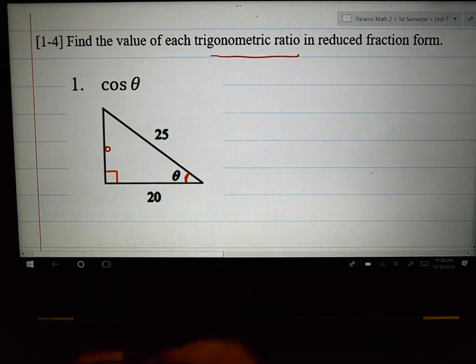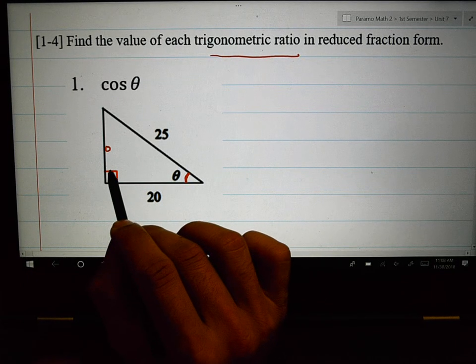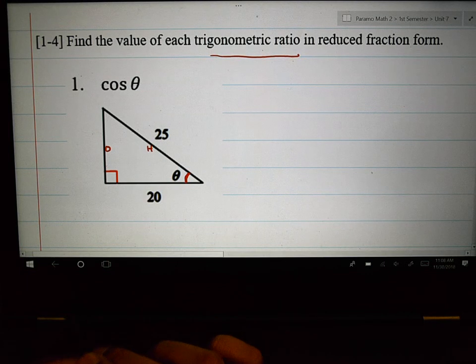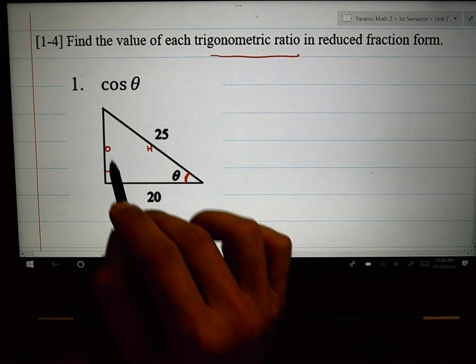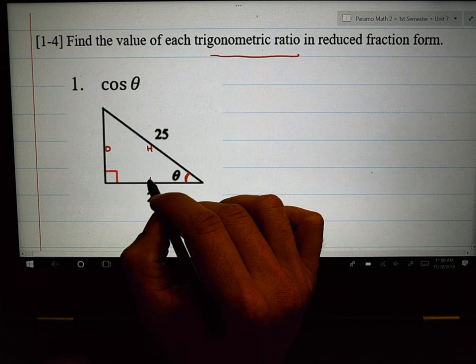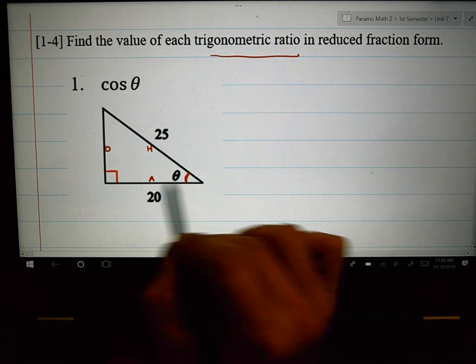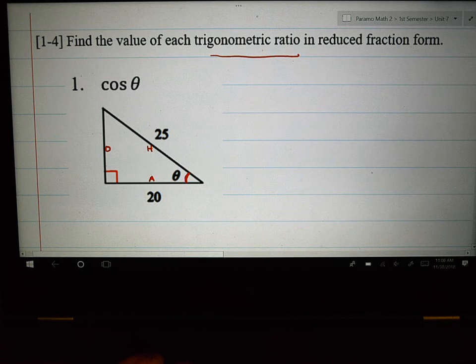Then I label H as the hypotenuse. I look at the 90 degree. I go across from it. This must be the hypotenuse. If this is O and this is H, then that must mean this is A, the adjacent, touching the angle, but not the hypotenuse.